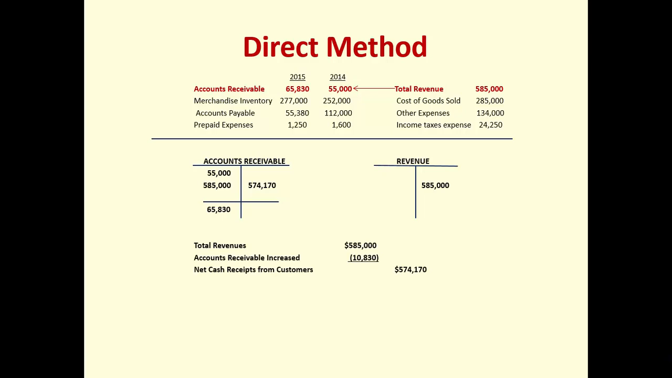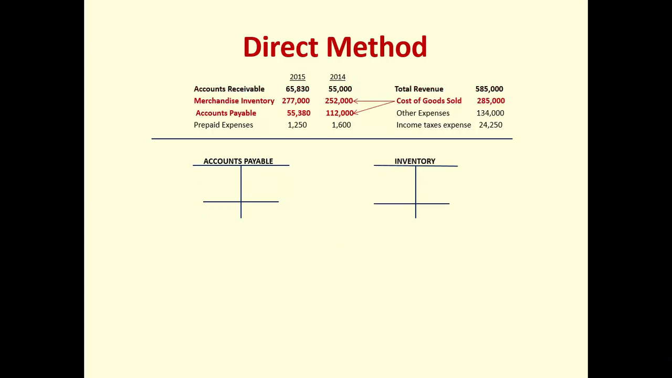Total revenues. Accounts receivable increased. That's going to be my accounts receivable increase is going to be the net cash receipts from customers. So I can take the total revenue, subtract the increase in accounts receivable to get net cash received from customers. Okay, now let's look at the next item.